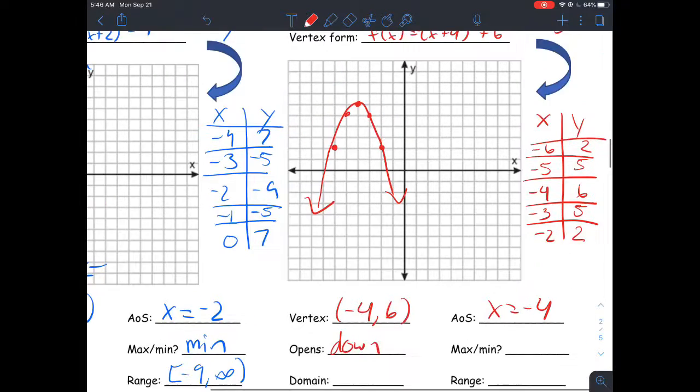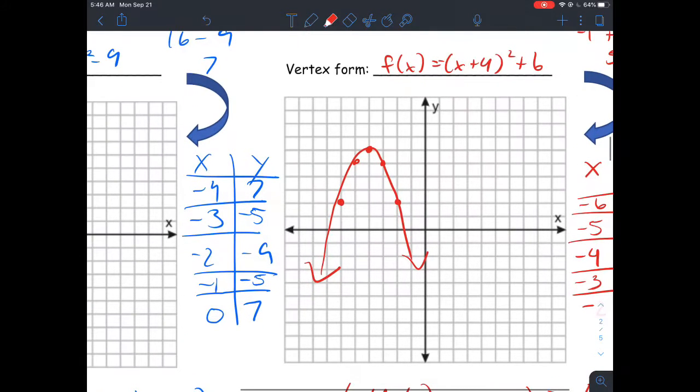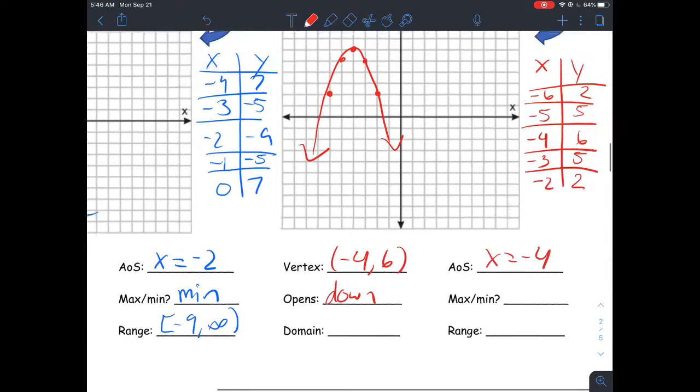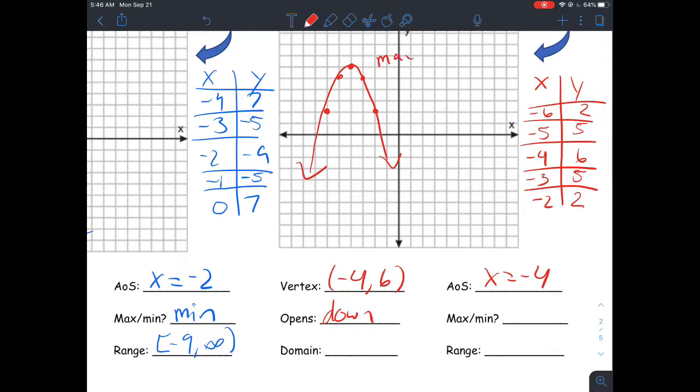And this one opens down like a frown, and we knew it opened down like a frown, right? Because our a value here is negative, right? It's a negative 1. So it opens down like a frown, and we end up having a maximum. This is our max here. The domain is going to be negative infinity to positive infinity. And then my range is going to be negative infinity to 6.